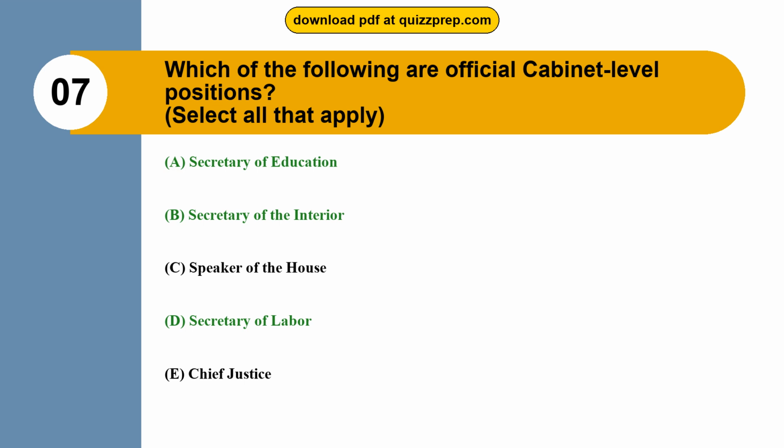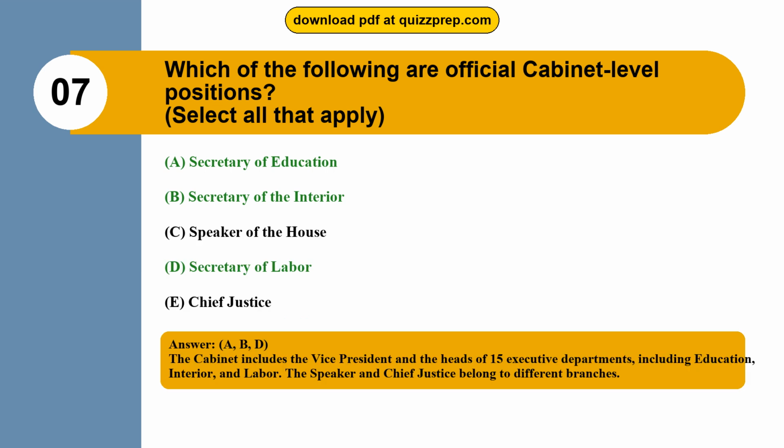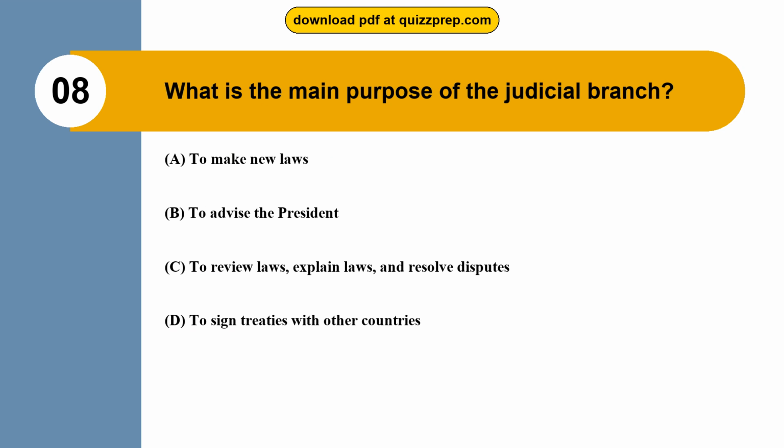Secretary of Education, Secretary of the Interior, Secretary of Labor. The Cabinet includes the Vice President and the heads of 15 executive departments, including Education, Interior, and Labor. The Speaker and Chief Justice belong to different branches. Question 8. What is the main purpose of the judicial branch?